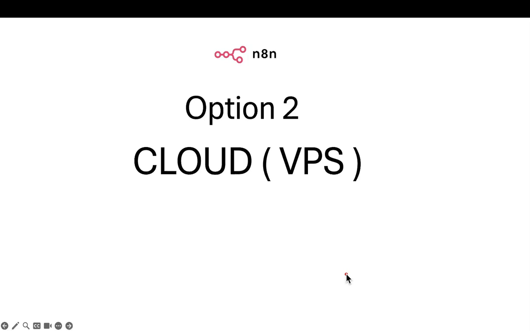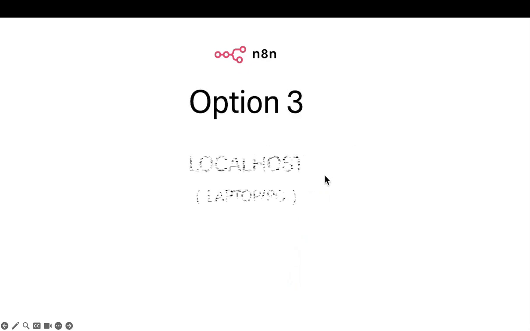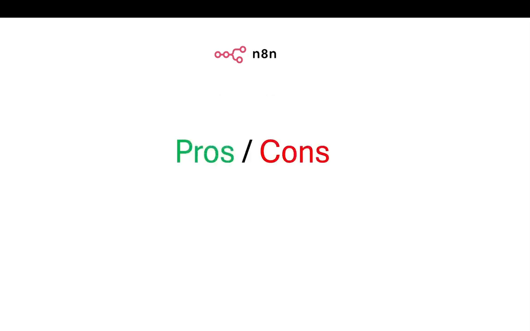Option 2 is cloud or VPS. You can go for the major cloud providers in the market, or you can go for the retail cloud providers, and you can get a virtual private server, that's VPS. Then option 3 is localhost. You can get a Dockerized installation from the GitHub n8n site and start using it. And we'll also see the pros and cons of each approach, and which approach you should take for which use case. Okay, so that's it. Let's dive slightly deeper into it now.